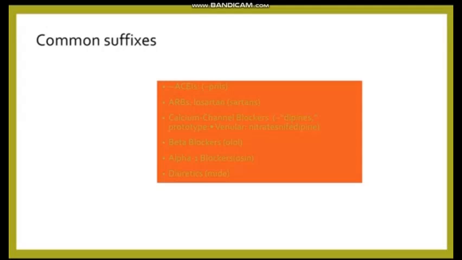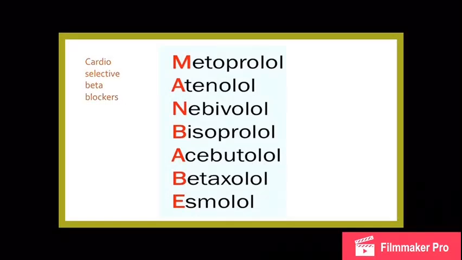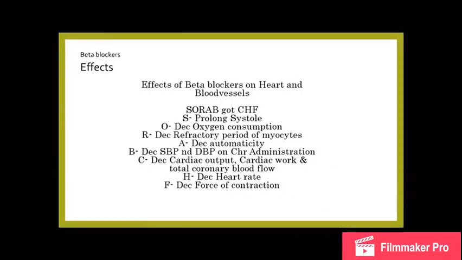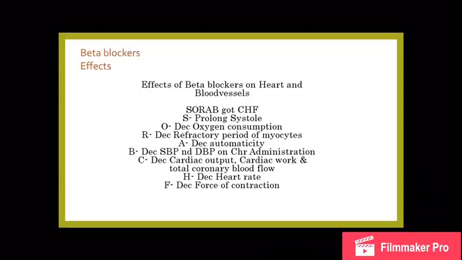Okay, let's continue. Next, the cardioselective beta blockers. Guys, use this mnemonic to remember those. Okay, let's move to the next slide. The effects of the beta blockers. Here also guys, you can use this mnemonic to memorize those. There are about 10 effects.